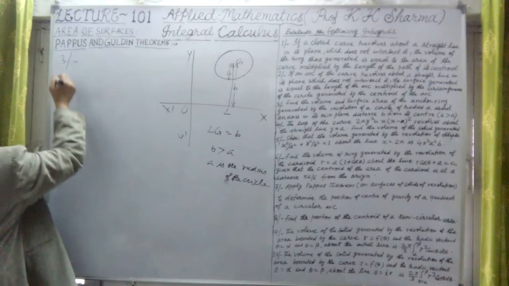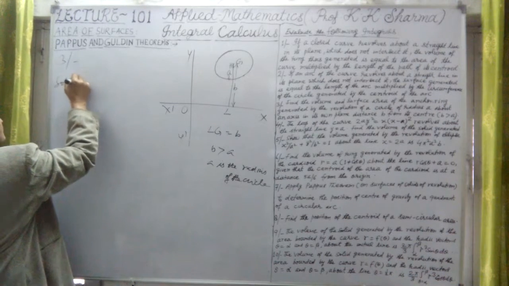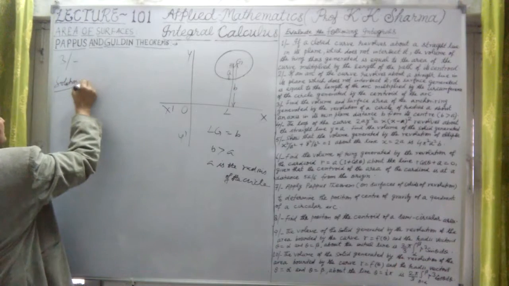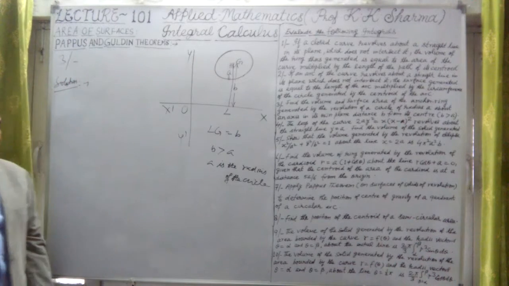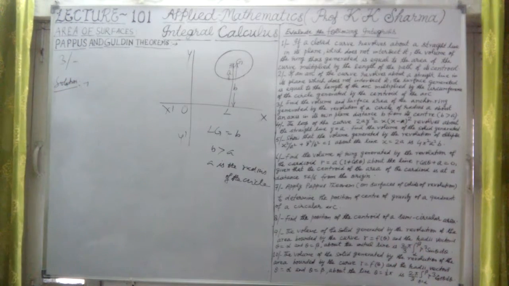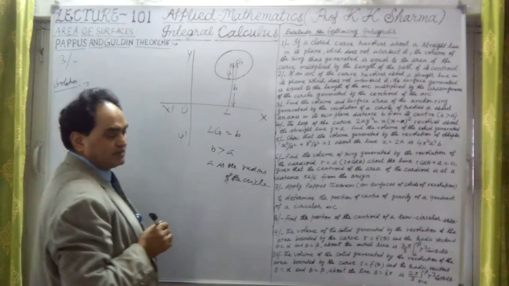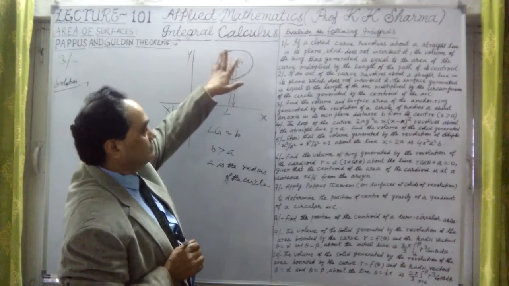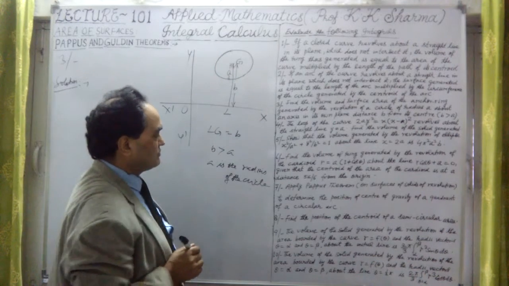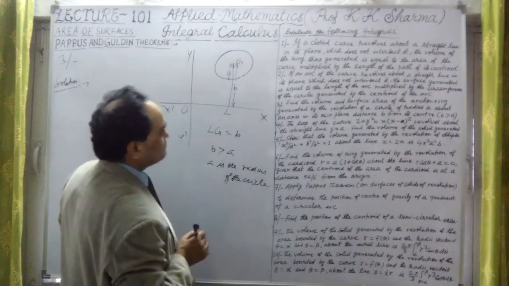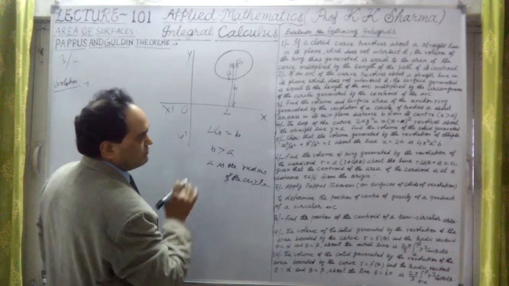Now let me find the solution. We know the circumference of the circle, and the area of the circle is pi a squared in this case, because the radius is a. We can find the volume and surface area with the help of the Pappus and Guldin theorem.